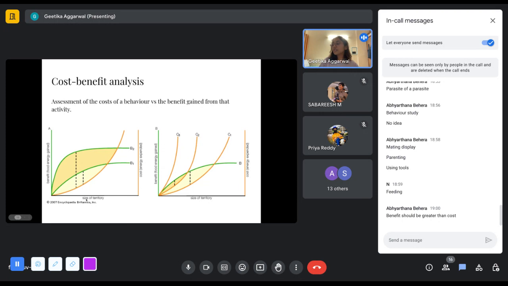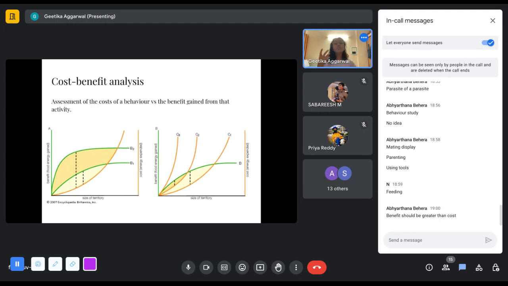So as the size of the species territory increases, the amount of benefit also increases, but eventually after reaching a certain size, the benefit will just plateau. It will just flatten, the curve will flatten, and you will not be able to get any more benefit even if you keep on increasing the size of the territory. But the costs that you will face to maintain that territory, to protect that territory, are going to increase tremendously. So earlier, for maintaining smaller territories, you're going to have a lesser increase in the costs, but eventually the costs are going to increase tremendously.